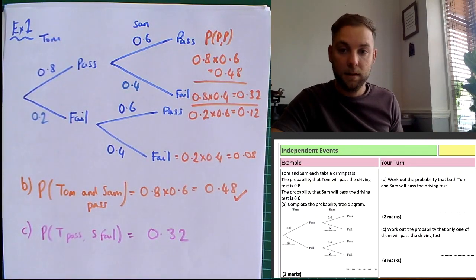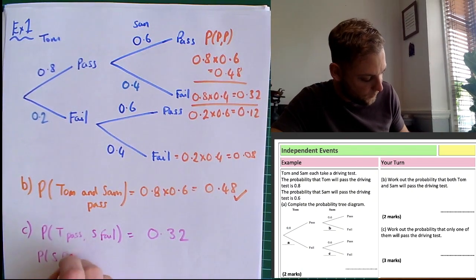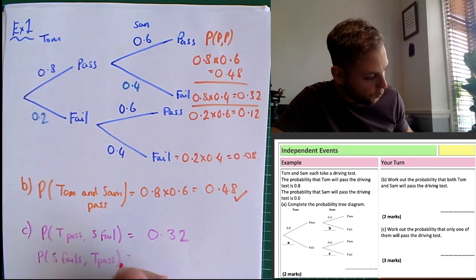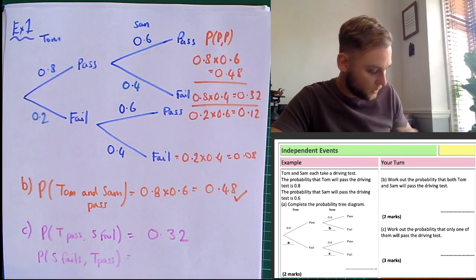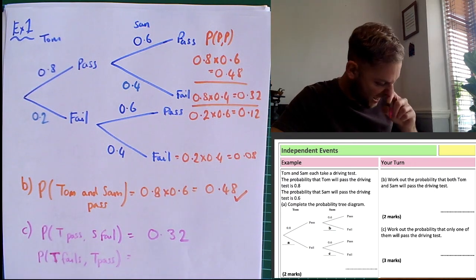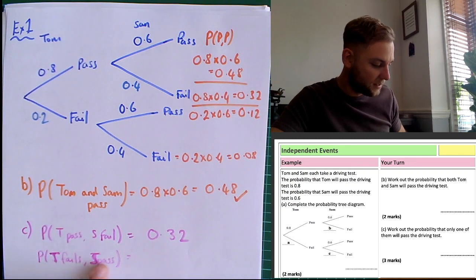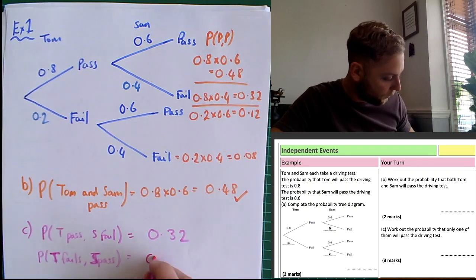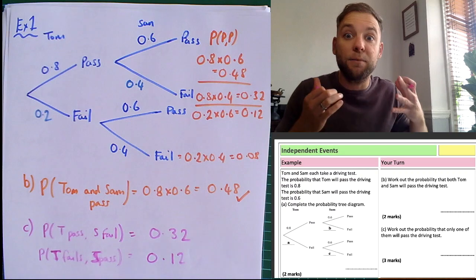Tom pass, Sam fail is equal to 0.32. The other way round is that the probability that Tom fails and Sam passes. So Tom fails times Sam passes is equal to 0.12. So 0.2 times by 0.6. So the probability of both of these things happening.